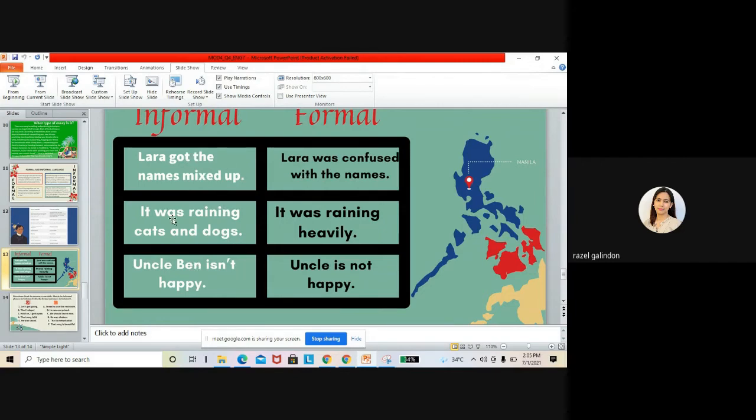Diba yan yung mga idioms? Avoid using idioms when you are writing a formal essay or formal letter. Avoid using idioms. So this is an example of idioms, no? So, ano pa? It must be clear. Kaya ito dapat yung gagamitin mo.